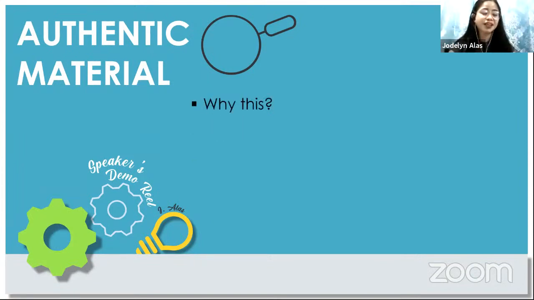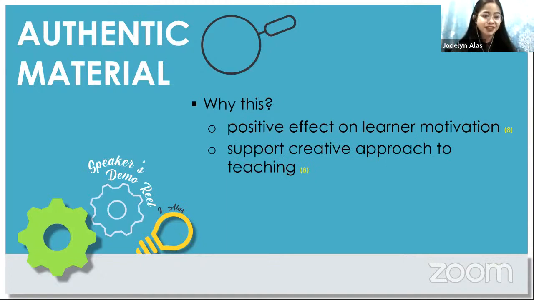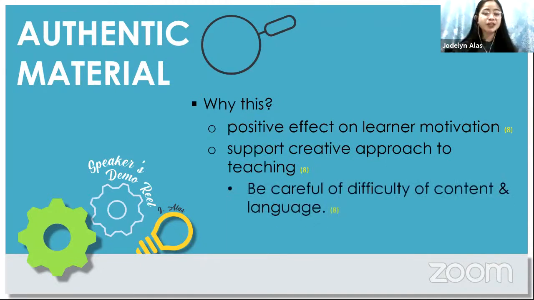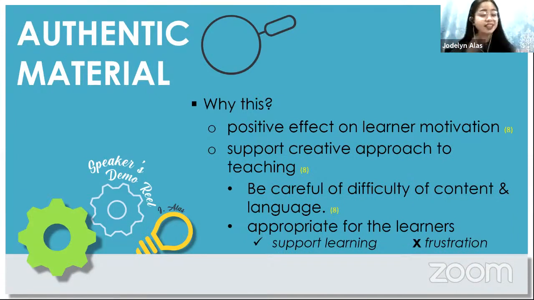Okay, so why use authentic materials? Teachers, authentic materials, po, have been proven to have a positive effect on learner motivation. Another one, they support a creative approach to teaching. Only that, we need to be careful of the difficulty of the content and language we are using. Teachers, when using authentic material, po, we have to make sure that it is appropriate for our learners. That way we can assure that it will support learning instead of causing frustration. So choosing the correct authentic material is very important. Choosing the appropriate learning material for the grade level of your learners will be very necessary.